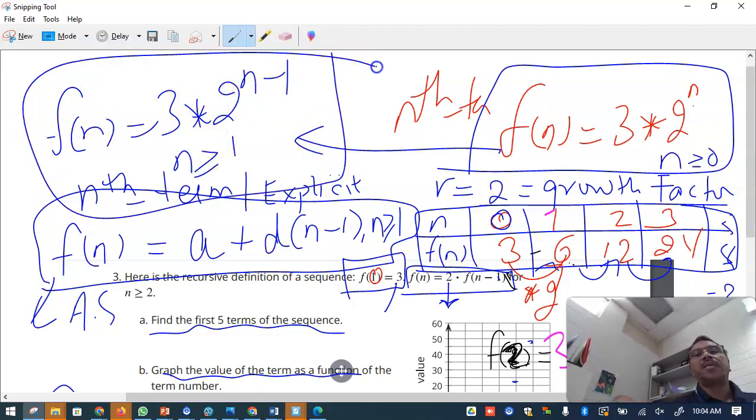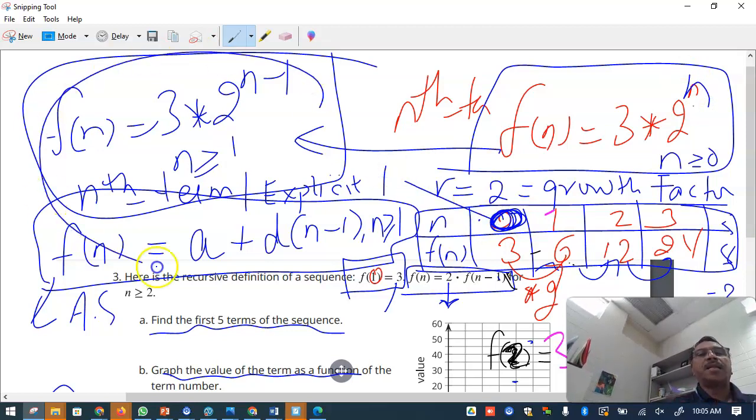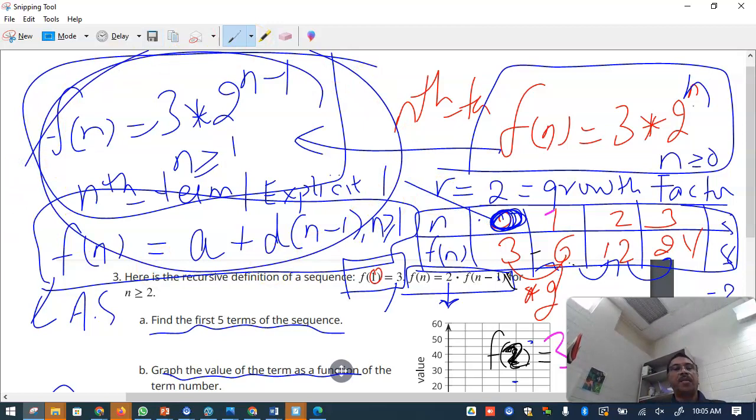So this is the difference. Starting with 0 like this, it's going to be 2 raised to n. But starting with 1 here, this is how it works. Hope that helps. Thank you. Let's move on to the next one.